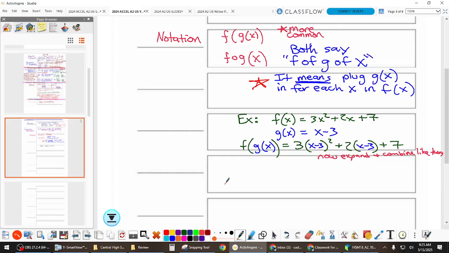Okay, let's take these same two functions and do g of f of x. Okay? Did someone say what? G of f? Well, okay. Yeah. So is that golf? Yeah, so that would be Goff, right?